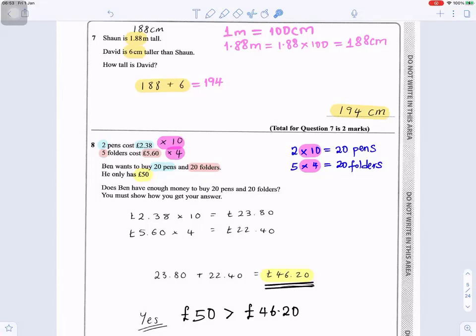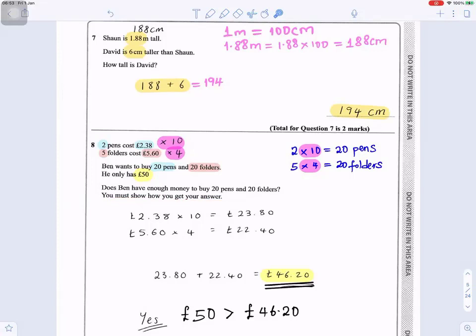Ben wants to buy 20 pens and 20 folders. He only has £50. Does Ben have enough money to buy 20 pens and 20 folders? You must show how you get your answer. That's very, very important. You must show how you got your answer.